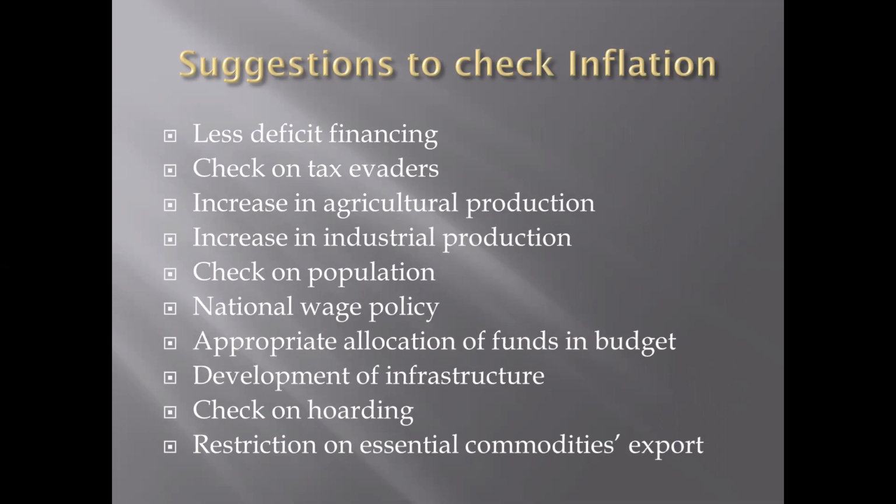policy. That means you are restricting the amount of wages to be given to the wage workers. It should be on the basis of efficiency. If they are more efficient, producing more productivity, then performance-linked wages should be there. They will be paid more wages if their performance is good. Appropriate allocation of the funds in the budget to the particular sector. Development of the infrastructure so that transport and trade may enhance. Check on the hoarding practices. Restriction on the essential commodities export.